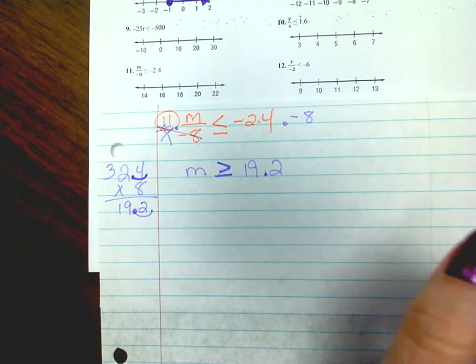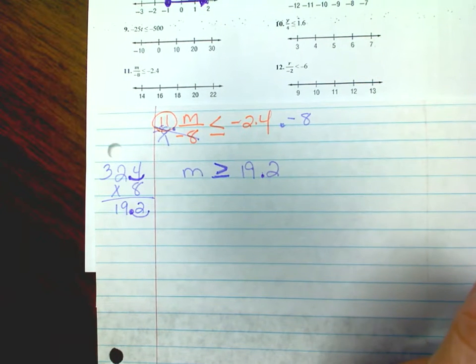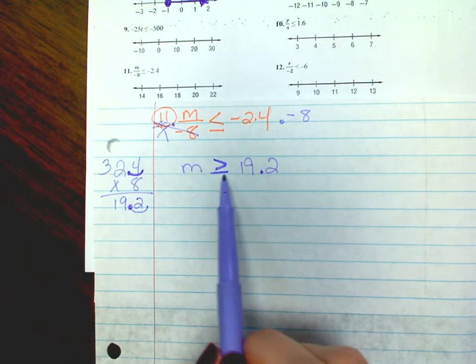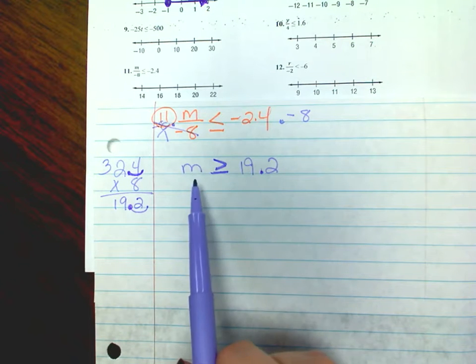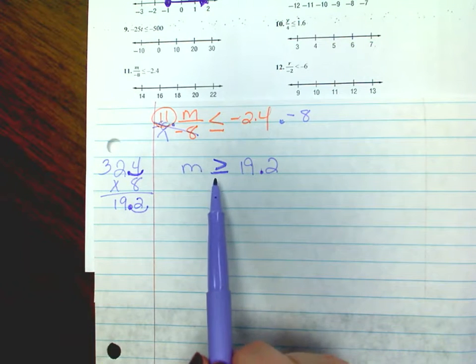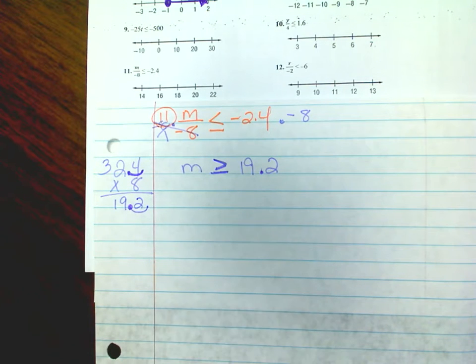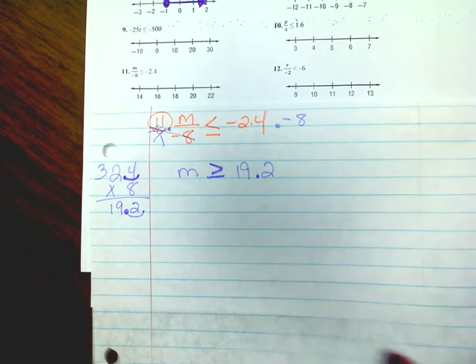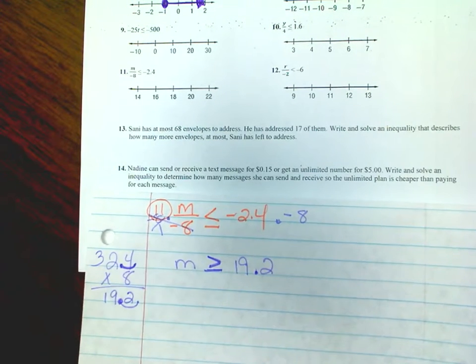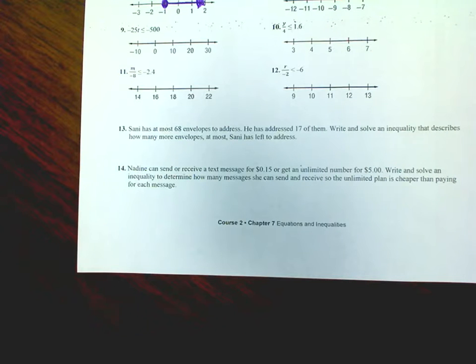Now you have to go back and put these on your number line, but just remember to ask yourself, can m equal 19.2? Well, it says m is greater than or equal to 19.2. Okay, keep asking yourself those questions that I asked at the beginning of the homework, and then make sure you're putting them on your number line. Number 13.